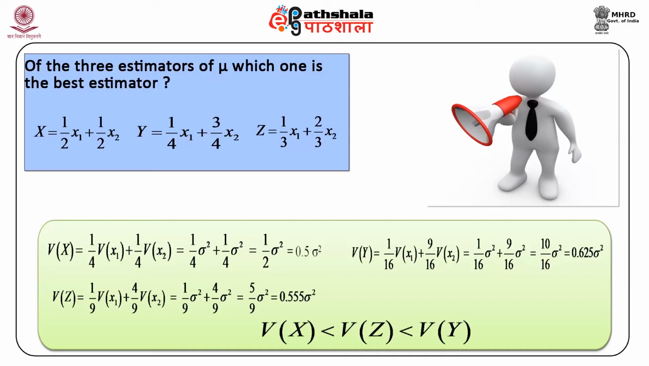Notice that estimator X is the mean of the sample. Therefore, it is the minimum variance unbiased estimator of population mean.